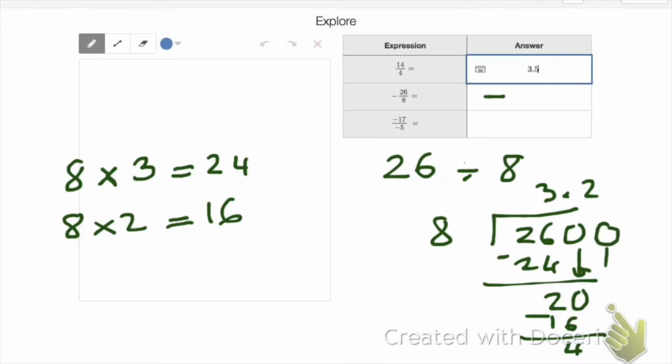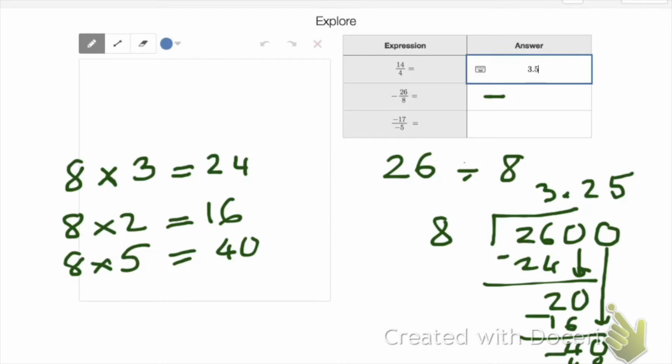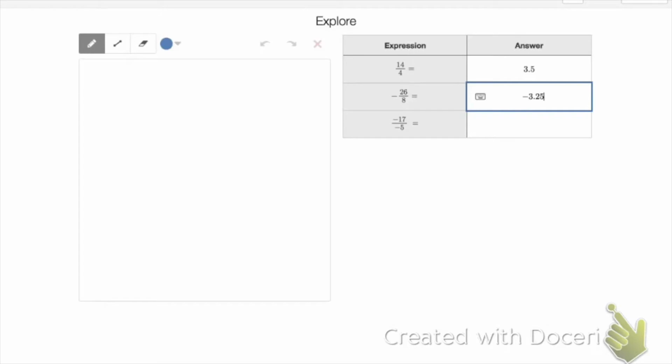8 cannot go into 4, so we have to add an extra 0. 8 times 5 equals 40. So negative 26 divided by 8, the answer is negative 3.25. The next problem we have is negative 17 divided by negative 5. Negative divided by negative, the answer will be a positive answer.